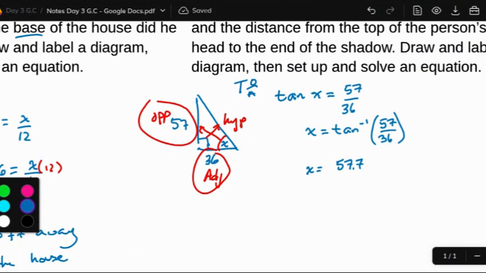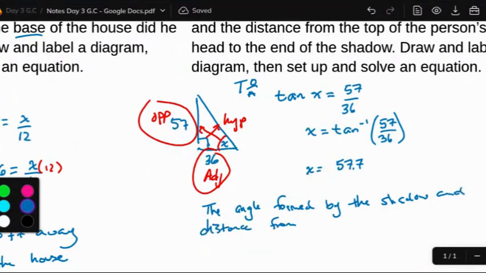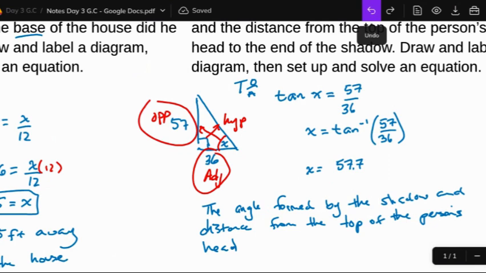So the angle formed by the shadow and the distance from the top of the person's head to the end of the shadow is 57.7 degrees.